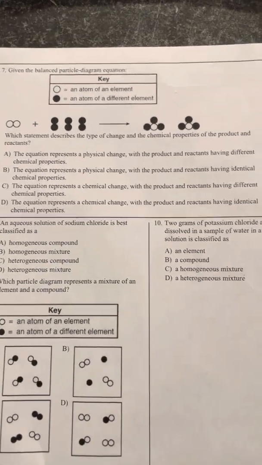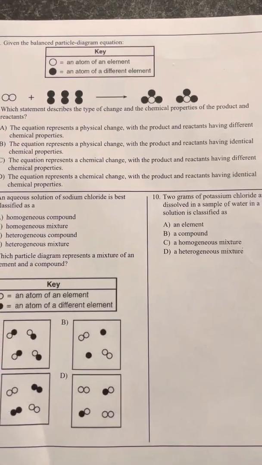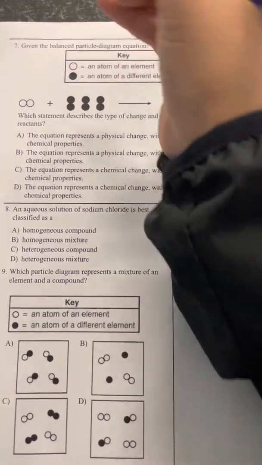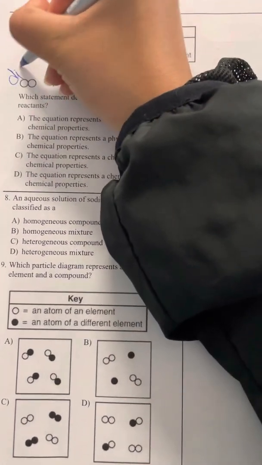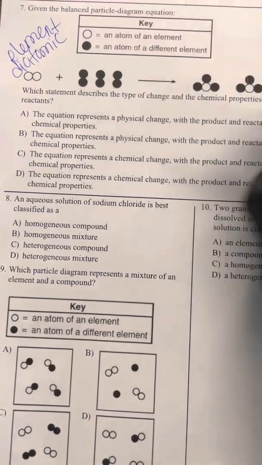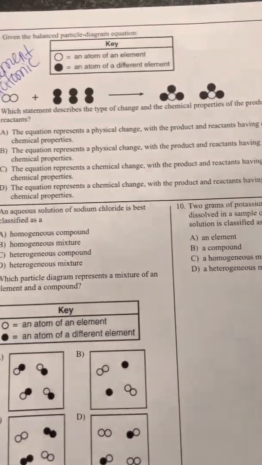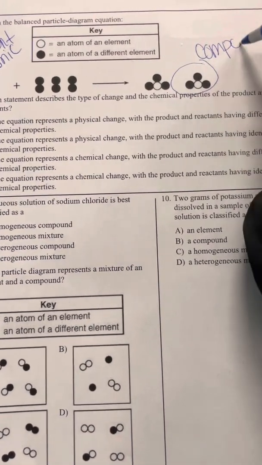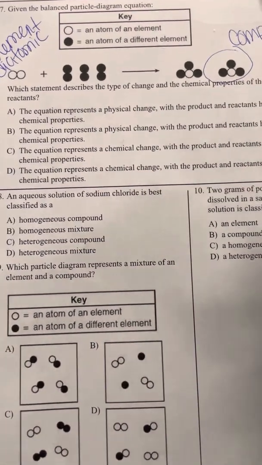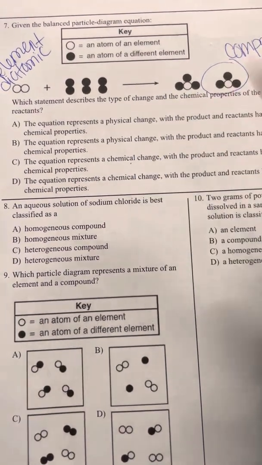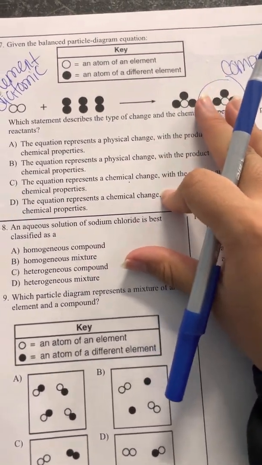Number 7, which statement describes the type of change and the chemical properties of the product and reactants? Here I see a diatomic. This is an element. And over here I see another type of diatomic, another type of element. And at the end, I see that they have come together and formed a compound. So here we have the equation represents a physical change or a chemical change. Let's stop there.